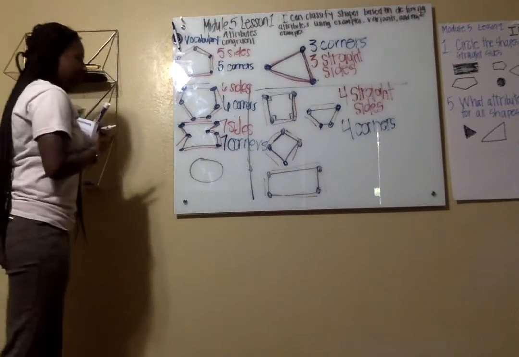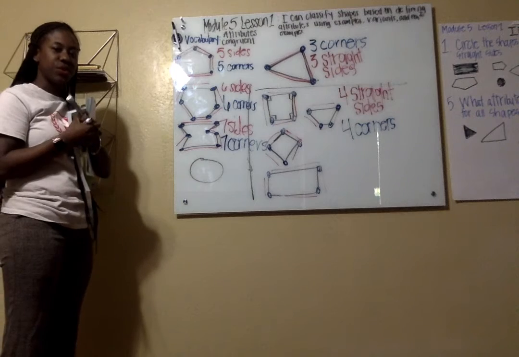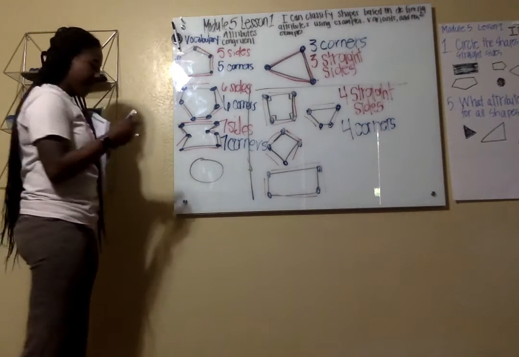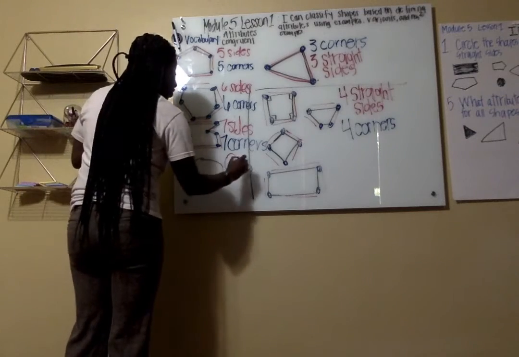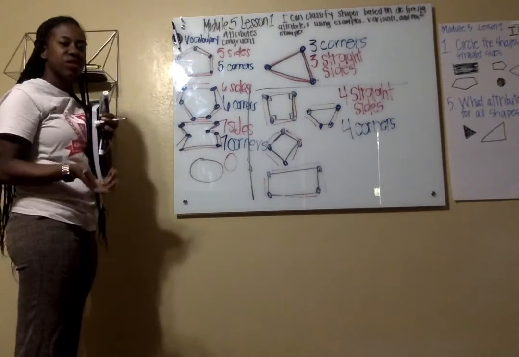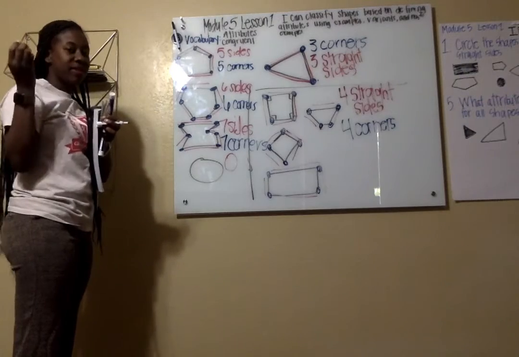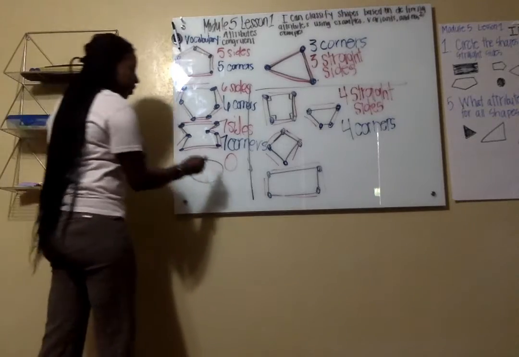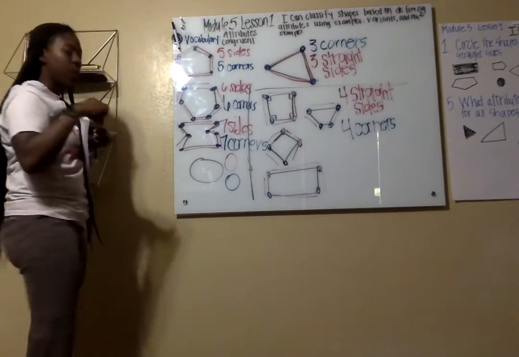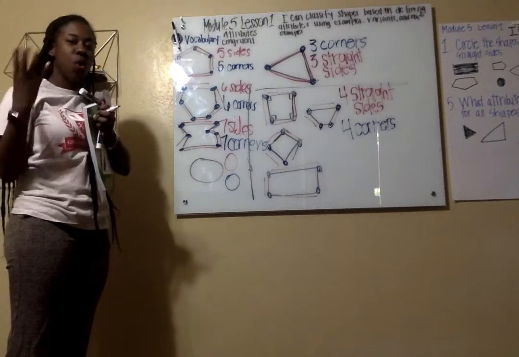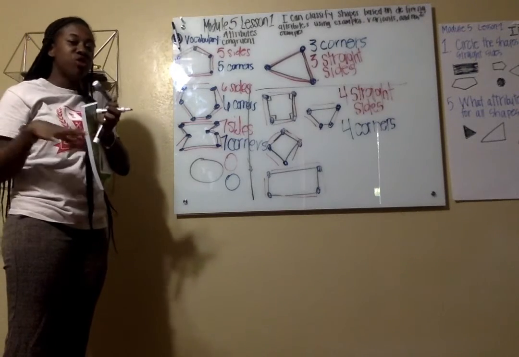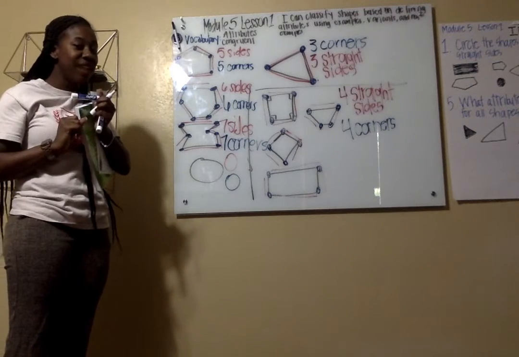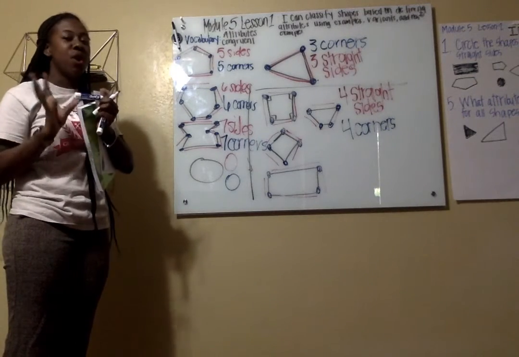Okay, let's do our circle. Let's see. How many straight sides do I have in this circle? I have 0 straight sides. How many corners do I have? Remember, to have a corner here, I had to have a straight side. So I have 0 corners. So remember, a circle, an oval, has no straight sides and no corners. Important. It has how many straight sides? 0. How many corners? 0.